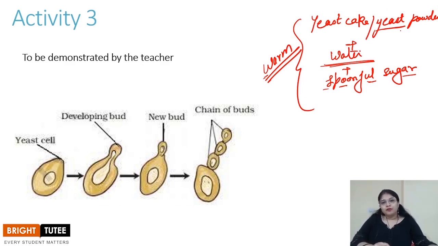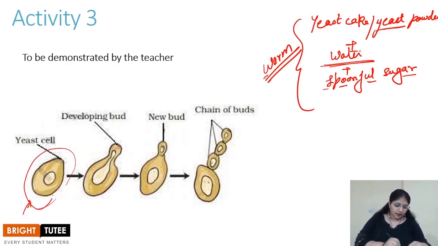Please draw a diagram of what you observe. Usually you are going to see this kind of structure where you will see a yeast cell. Few of the cells you might observe like this. Some of the cells might have this projection, like an outgrowth in their body. This is called the bud. So this is the developing bud and this is the new bud.